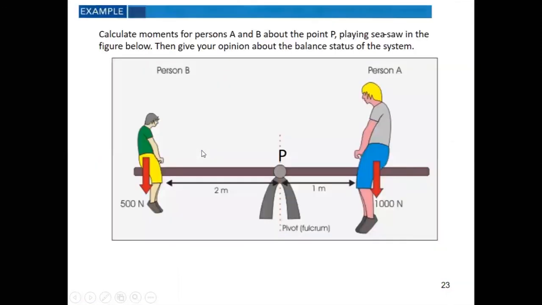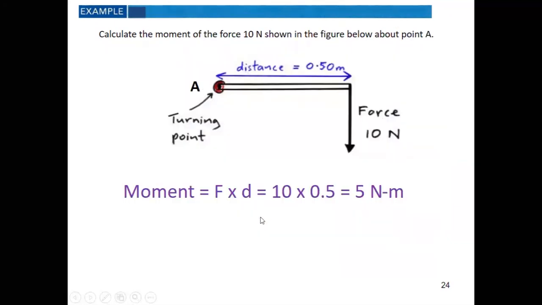Now let us see some examples. Example: calculate the moments for person A and B about the point P. These people are playing on a seesaw in a playground, as in the figure. Then give your opinion about the balance status of the system. I will come back to this one later. First, let us see how we can calculate the moment.